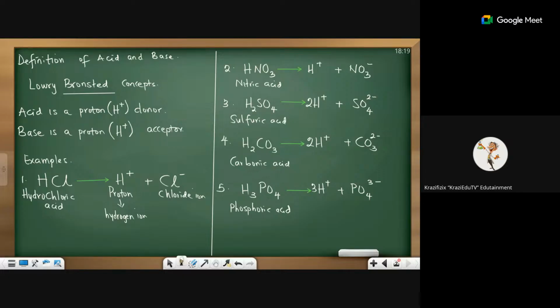Yes, Yahya? We call it proton because it becomes positive? No, that's the name of the hydrogen ion. A hydrogen ion is called a proton. Oh, okay. Hydrogen ion is called a proton. Right, yep. Okay, thank you, sir. All right.